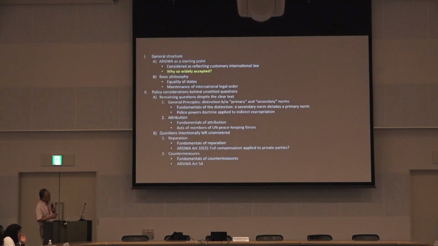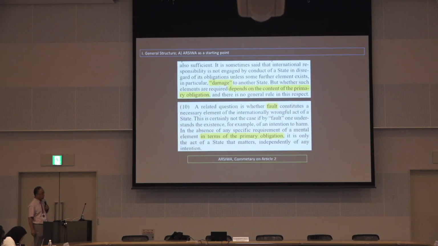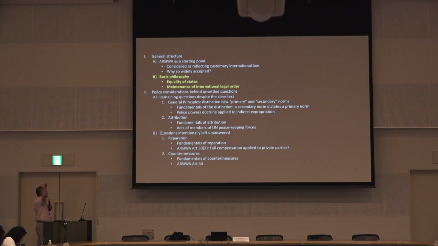And now we have extremely simple rules. Wrongful act, responsibility. If you breach international obligations, then you commit an international wrongful act. Therefore, you're responsible. This simple and clear structure made the Articles on State Responsibility widely accepted by the international community as a whole.